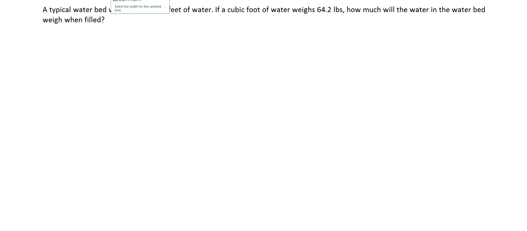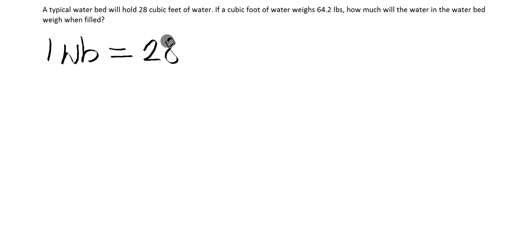So in this one, it says that one waterbed, I'm just going to write WB for short because I don't want to write waterbed a whole lot. One waterbed is the same thing as 28 cubic feet of water. That's how much one waterbed would hold. You're not going to put more. You really wouldn't put less. So in our dimensional analysis problem, these two concepts are interchangeable.